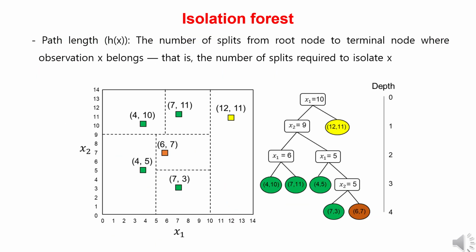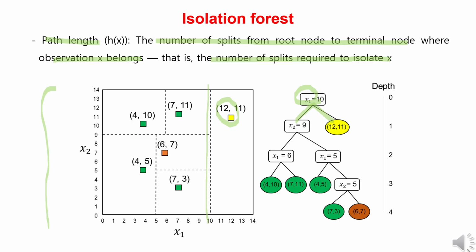Let's take a closer look at the isolation forest using the given figure as an example. The path length refers to the number of splits from the root node to the terminal node where observation X belongs. That is, the number of splits required to isolate X. In the figure, the yellow point on the plot is far away from the other green points. To isolate this point from the dataset, a first split is made based on X1 equals 10. This immediately separates the yellow point, so only one split is needed to isolate it.